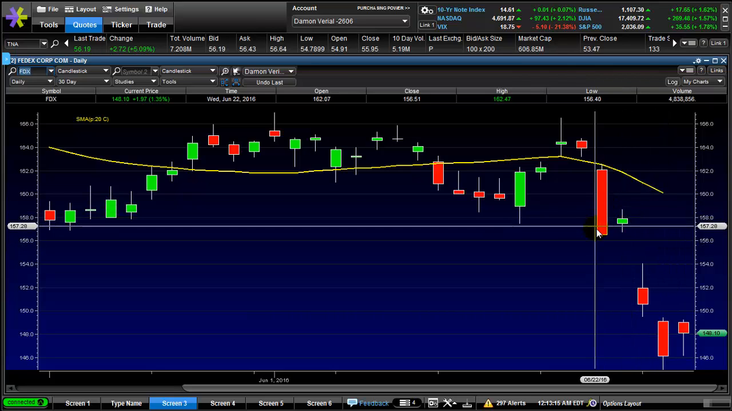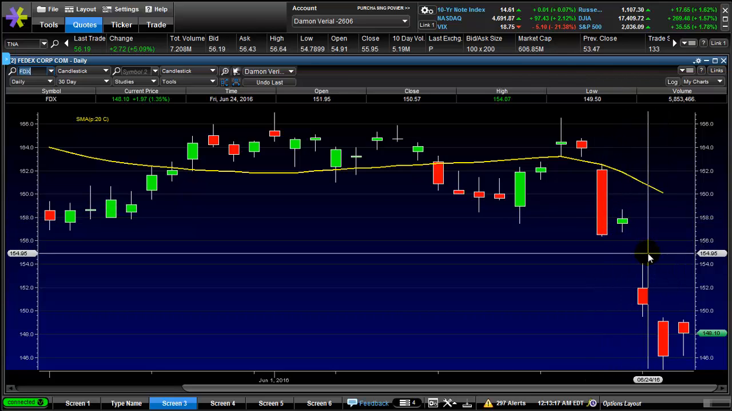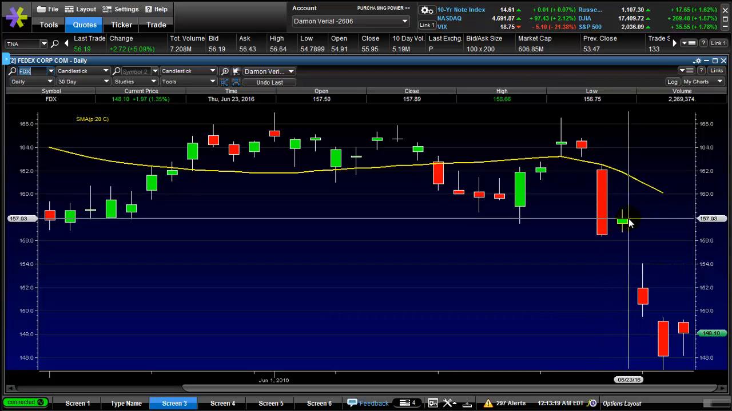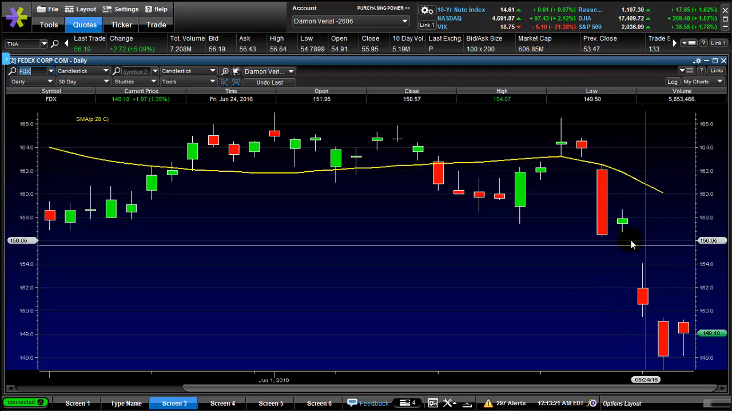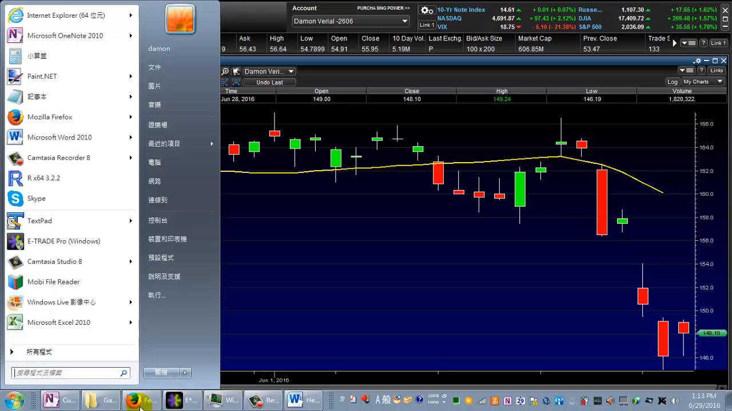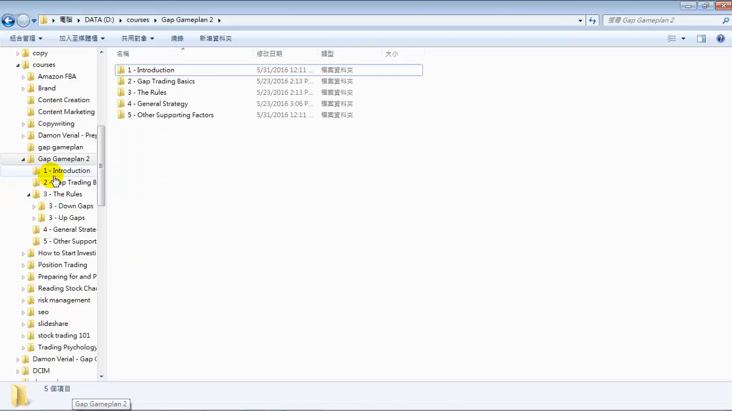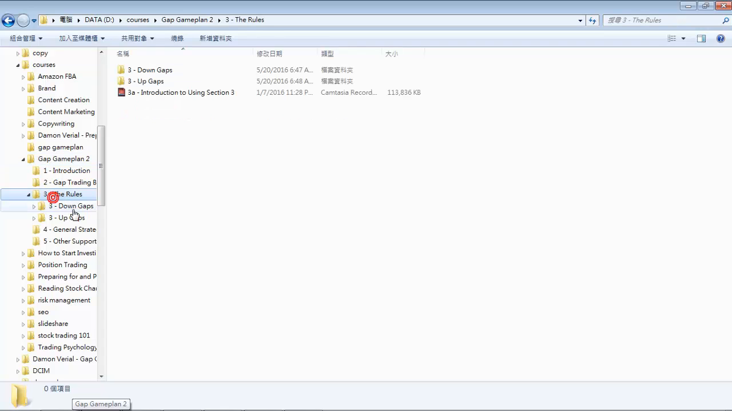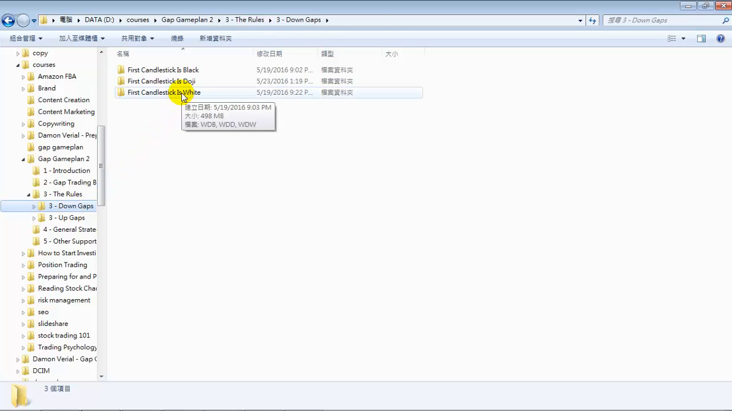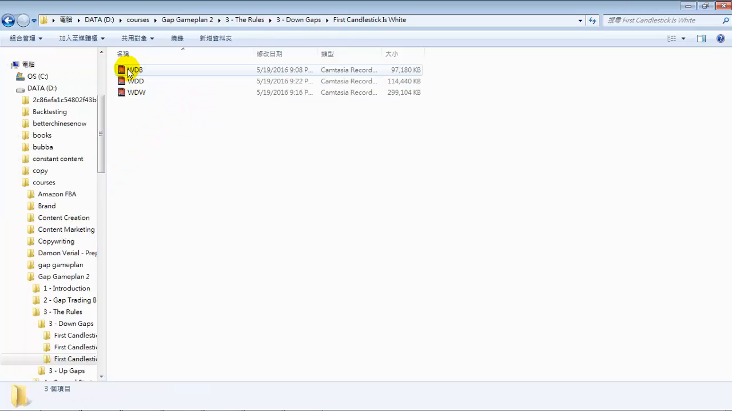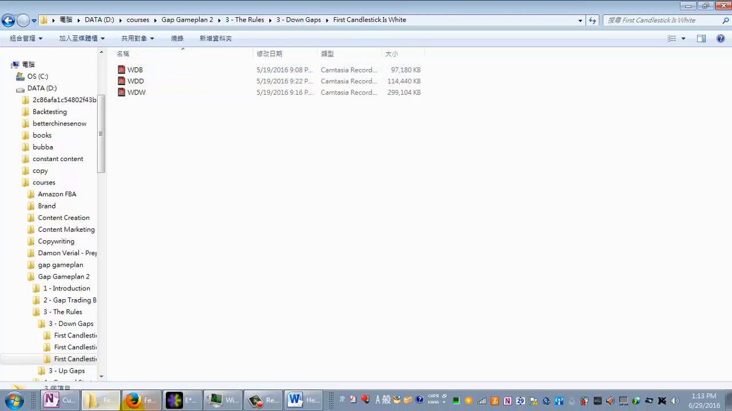And the gap we're looking at has a green candlestick, then a down gap, and then a red candlestick. So in this new course, after you download it, you'd go into the Gap Game Plan 2.0, go to the rules, and click on down gaps because that's the kind of gap you got. The first candlestick was white, and then you'd watch the video where the first candlestick is white and the second candlestick is black, and that'll teach you.